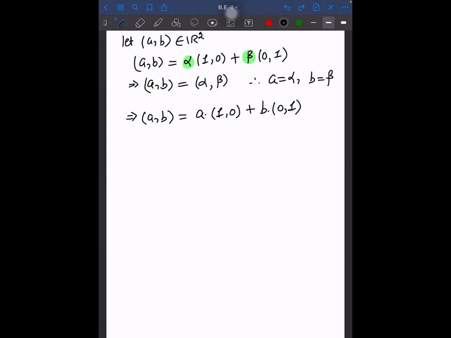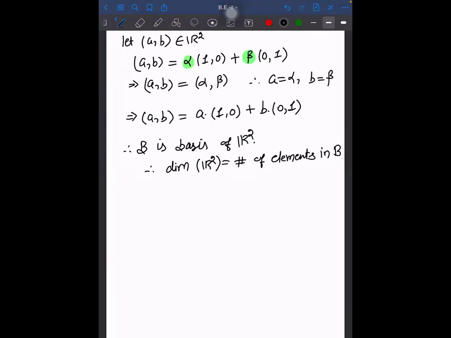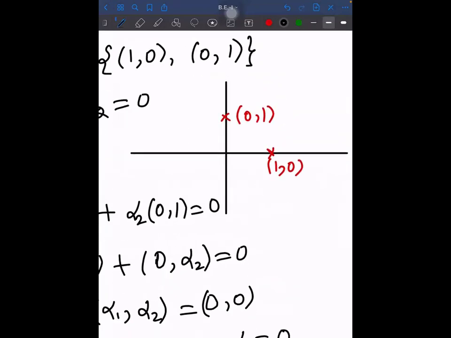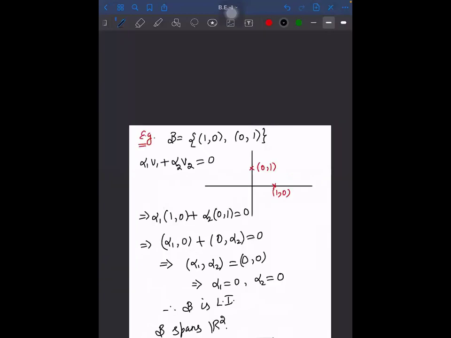Okay, now see this. So what we say, therefore, B is a basis of R2. Is it fine? B is a basis of R2. Therefore, the dimension of R2 is equal to the number of elements in B, and that is equal to 2, right? And we can also see that we have the x-axis and y-axis, so the dimension is 2, right? Is it fine? Yes, sir.